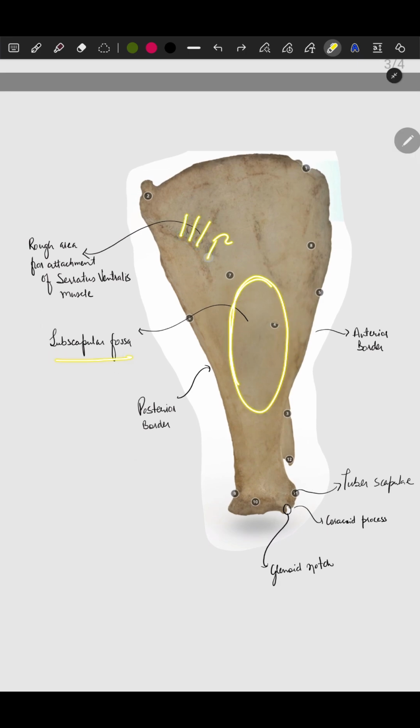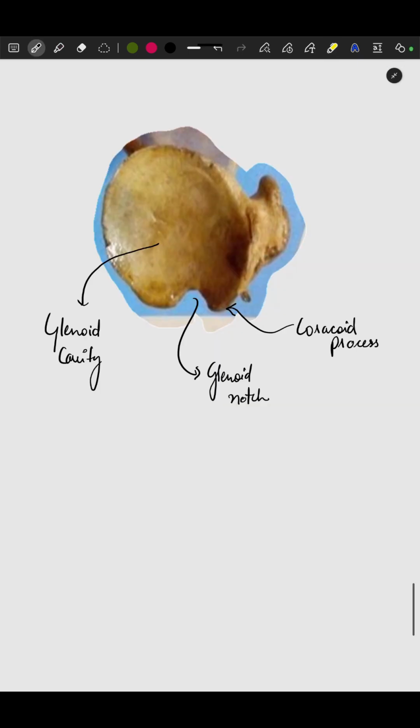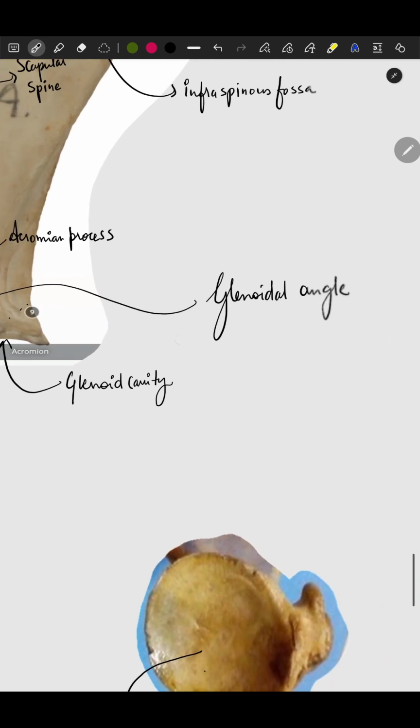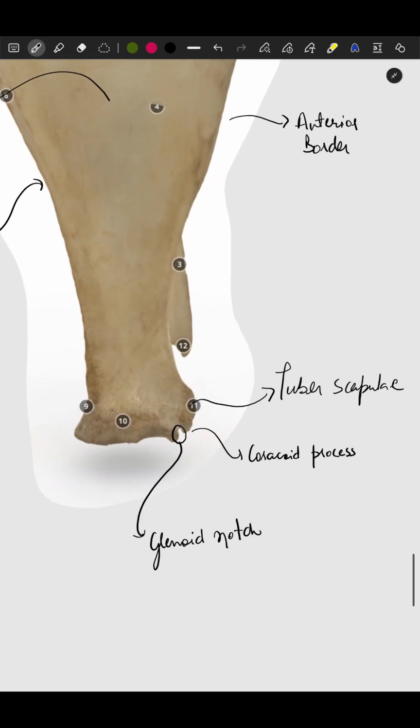Here is the rough area for the attachment of the serratus ventralis muscles, and the anterior border ends as a small process that is known as the coracoid process, where a glenoid notch may be present. This is the glenoidal cavity, this is the glenoidal notch, this is the coracoid process that is over here.